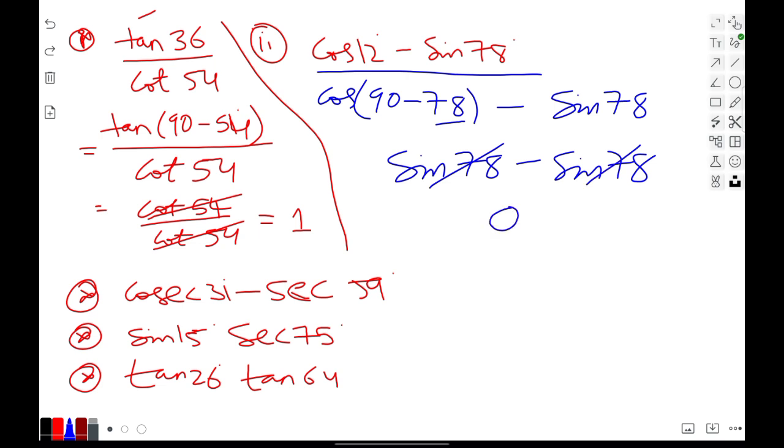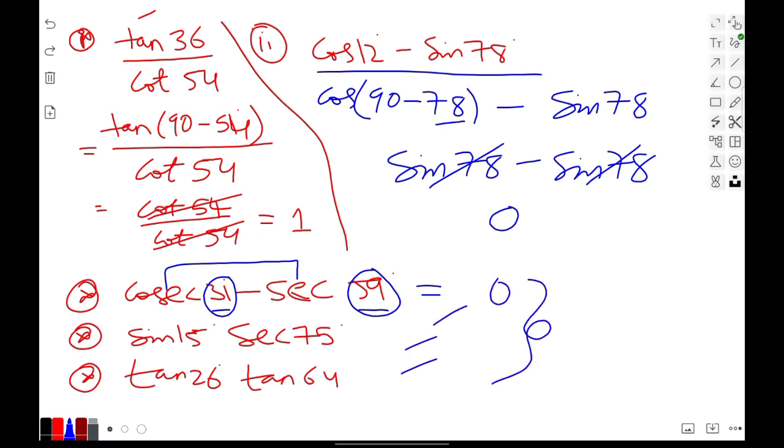Hope you all understood. Here it is cosec 31 and secant 59. With respect to cosec we have secant, so cosec can be converted into secant using complementary angles. 31 plus 59 is 90, so they are complementary angles. Cosec 31 can be written as cosec 90 minus 59, which is secant 59. The answer will be 0. Try doing these three sums, I strongly believe that you will get the answer.